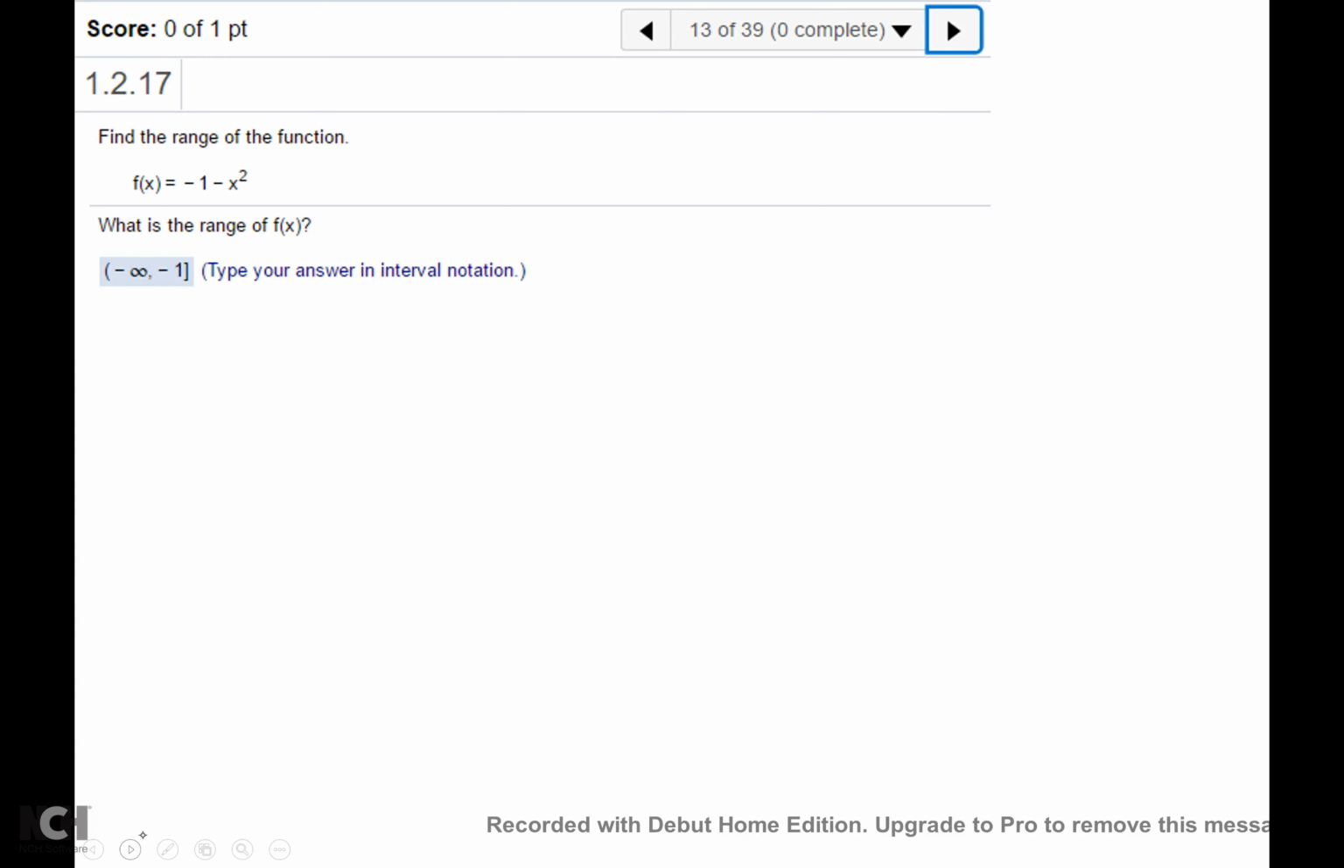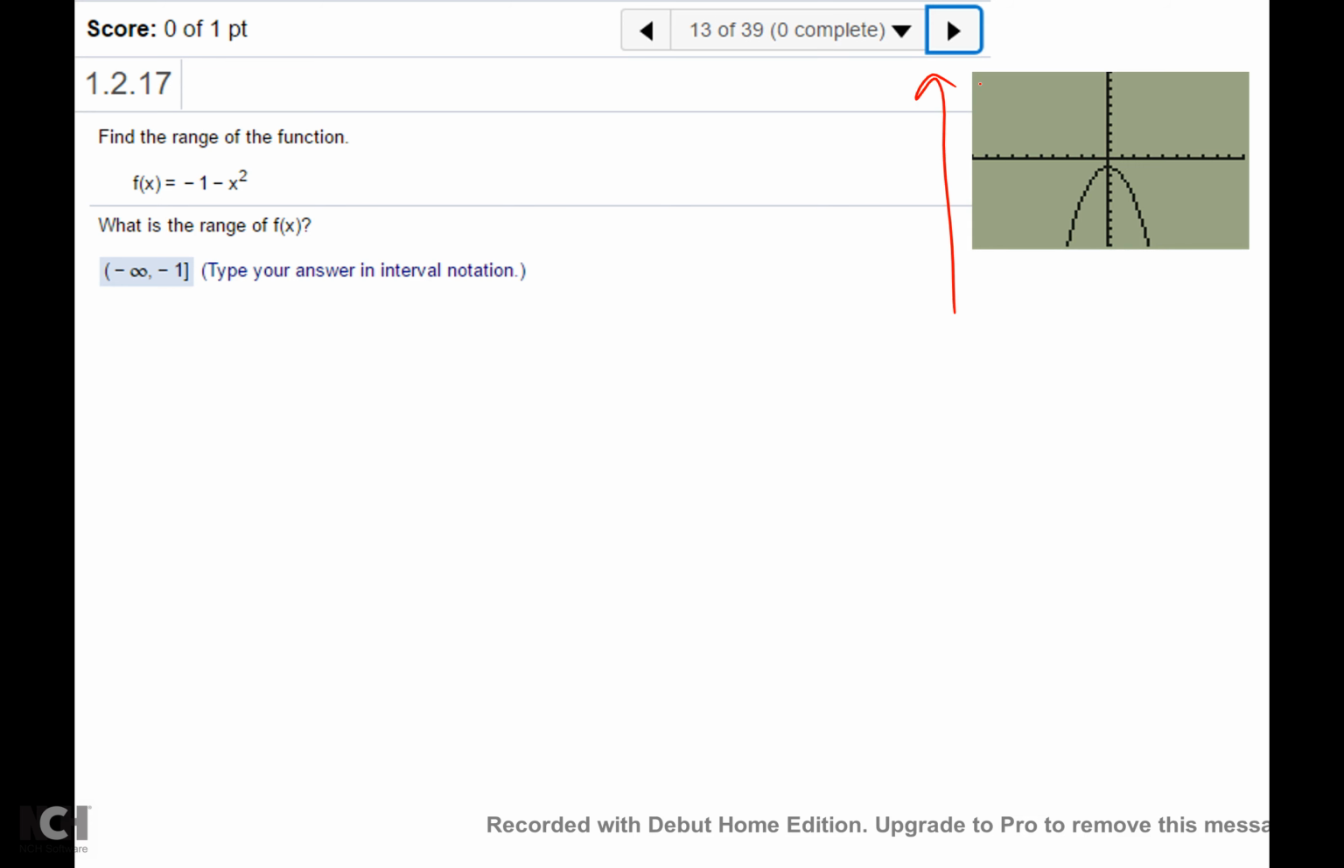All right, so find the range. When you're looking for range, look at the graph. You're going from bottom to top. So I can do yes, yes, yes, yes, yes, yes, yes. There's no more graph after this point. So my range goes from negative infinity to negative 1, and it stops. And it includes negative 1, so it's a square bracket, not round.